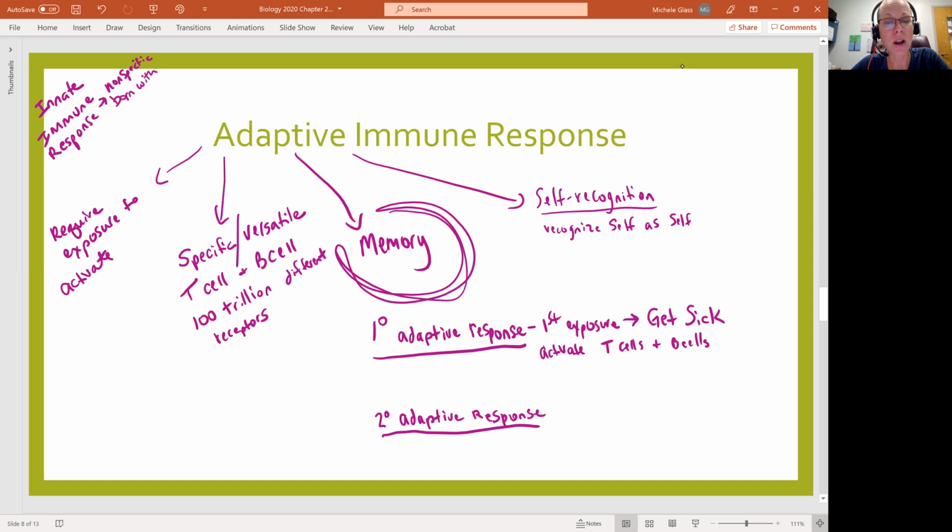So when we're talking about our primary adaptive response, our first exposure, we're getting sick, which means we're going to feel bad and we have potential for organ and tissue damage that can be lifelong. We're activating our T cells and our B cells, and we're getting memory cells. When we talk about our secondary adaptive response, it's the immunological memory cells that take over.